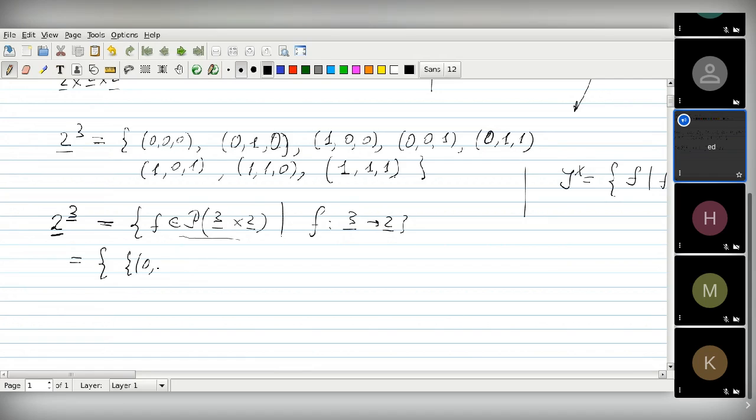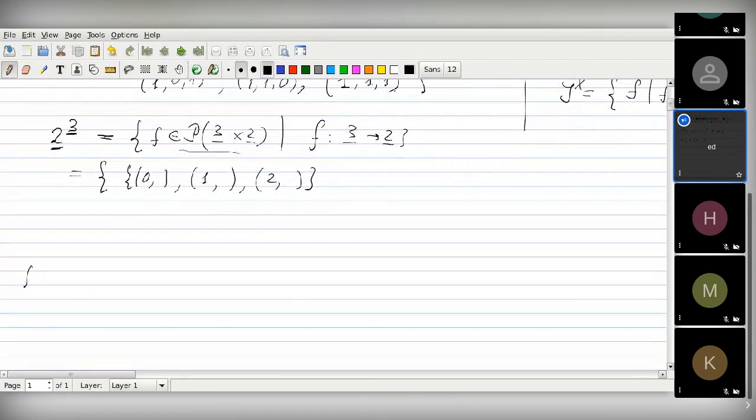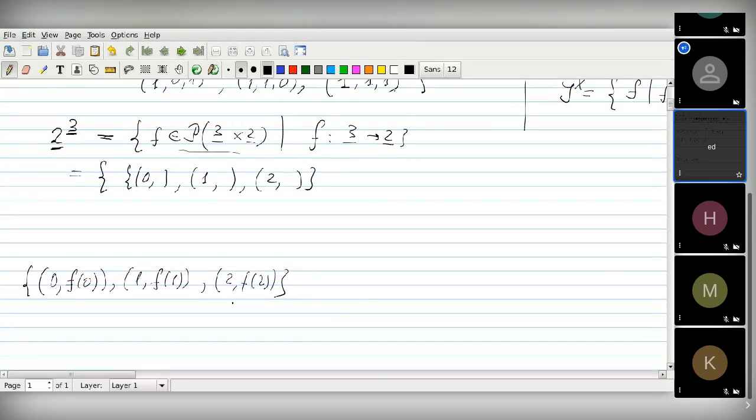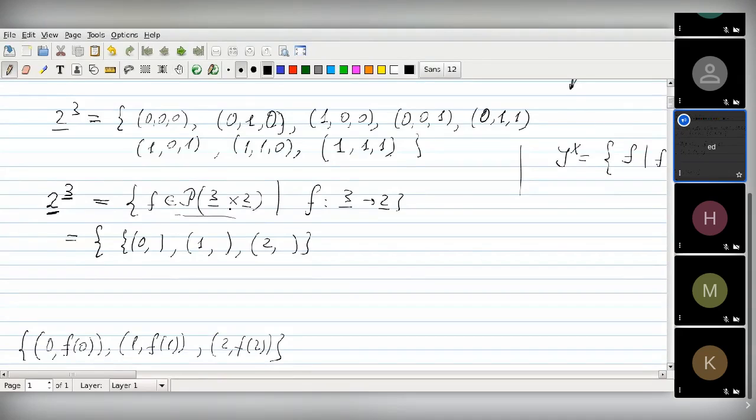For example, every function is of the following form. There are exactly 3 pairs. So every function has the following form: (0, the value at 0), (1, the value at 1), (2, the value at 2). Is it clear? Yes. So any function is of the following form. So can we explicitly list all these functions? Yes. So please: (0, 0), (1, 0), (2, 0).